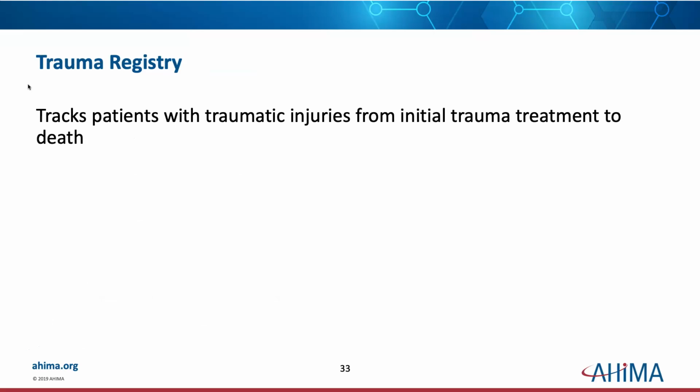And then it goes on to trauma registry. That's tracking patients with traumatic injuries from initial trauma treatment to death. So say someone's in a very severe car accident and they have traumatic injuries, it's tracking those patients to see what happened to them and how did that work together, statistics about trauma. And you usually see trauma registries in major medical centers.